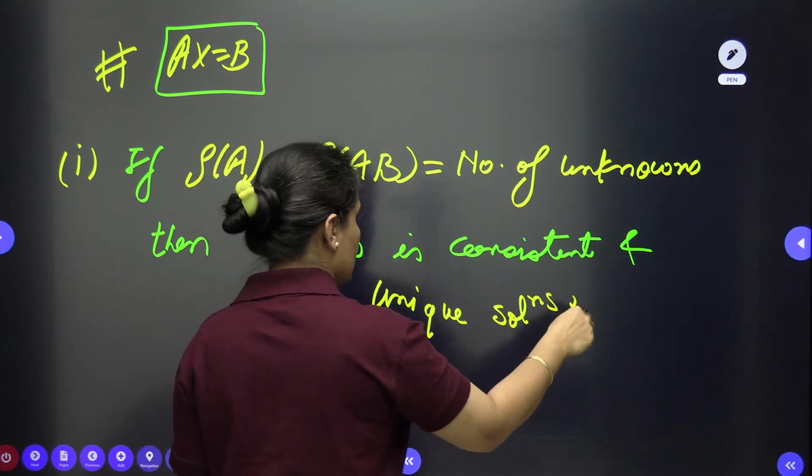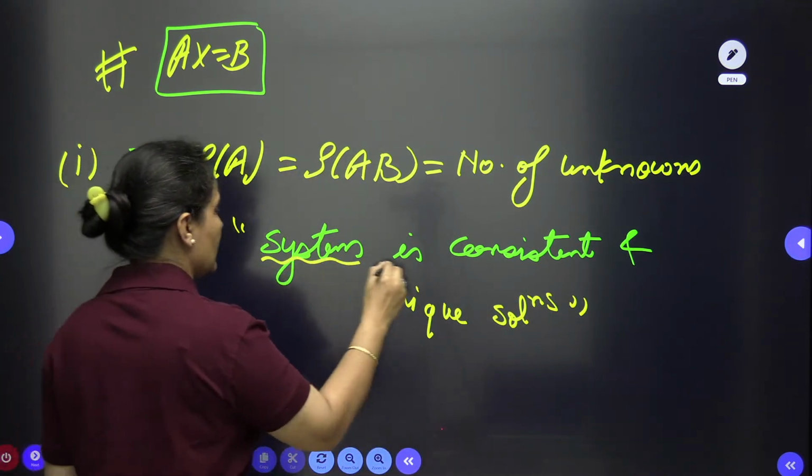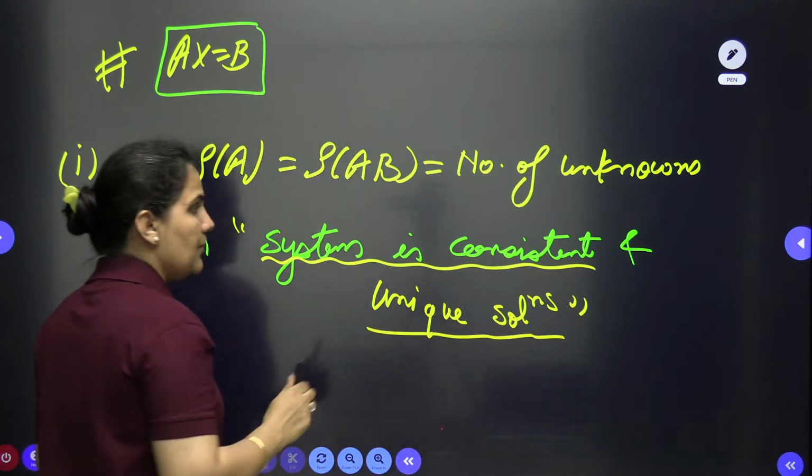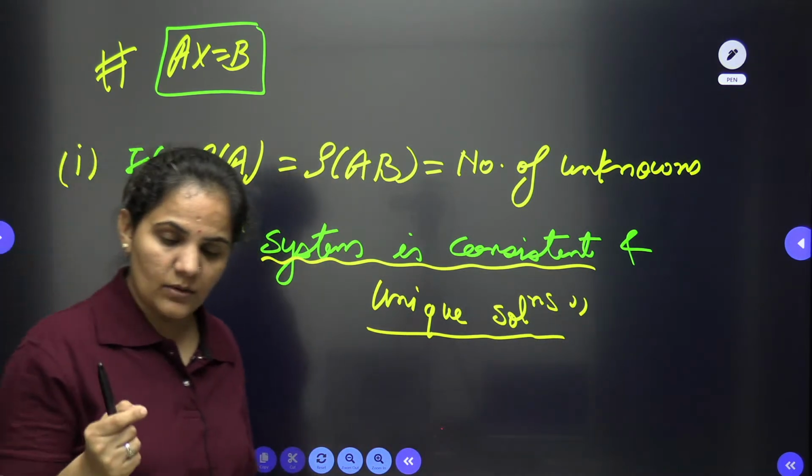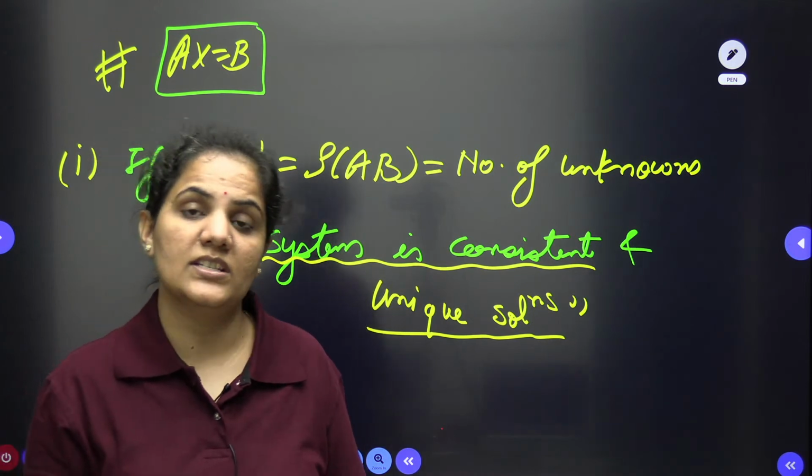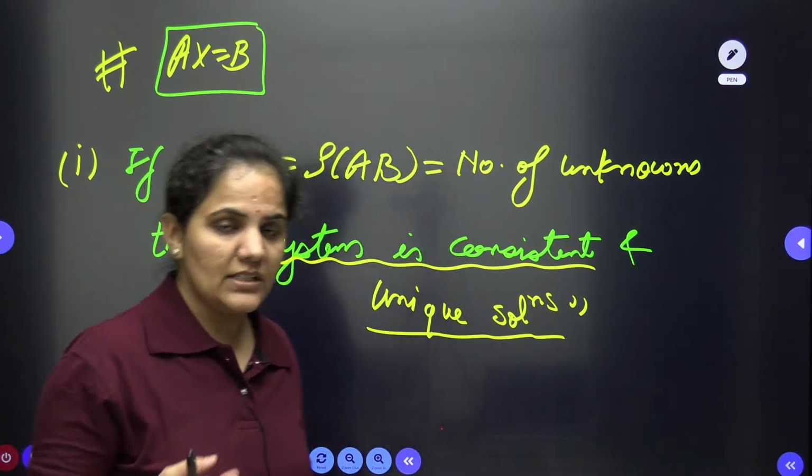The system is said to be consistent and having a unique solution. Why is my system consistent? Because in this case we are having minimum one solution. Here we are having exactly one solution, which is called the unique solution. So one solution is there.